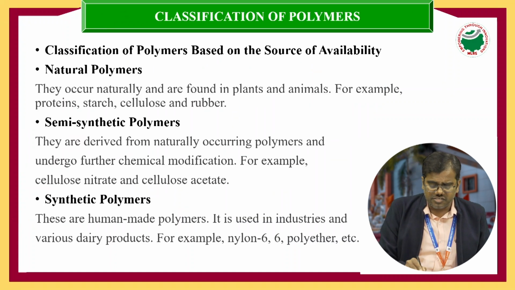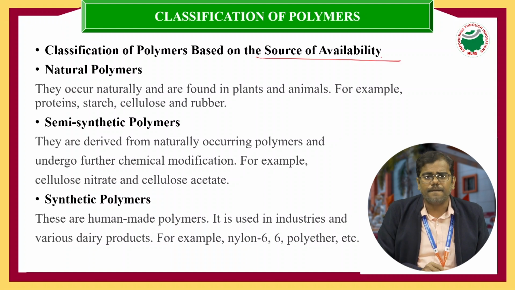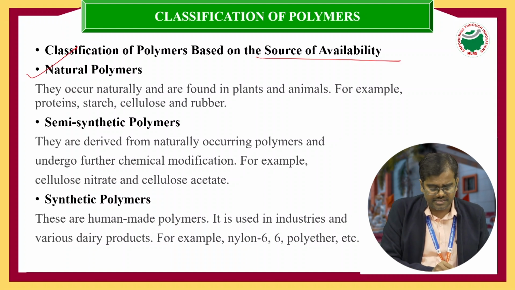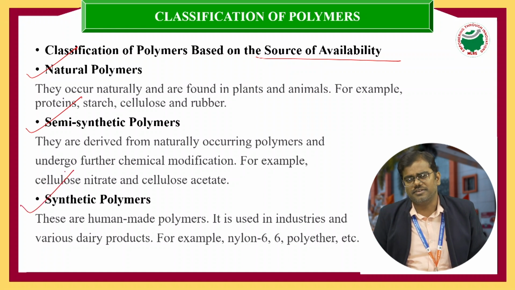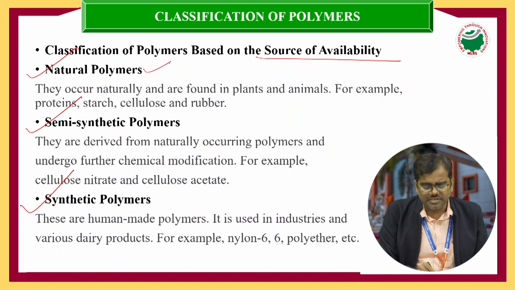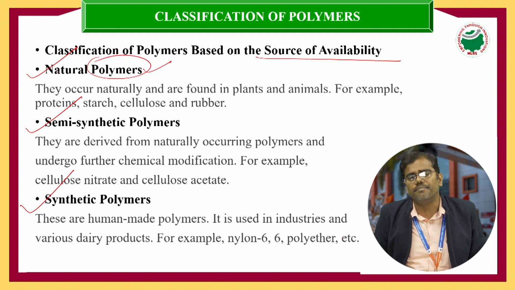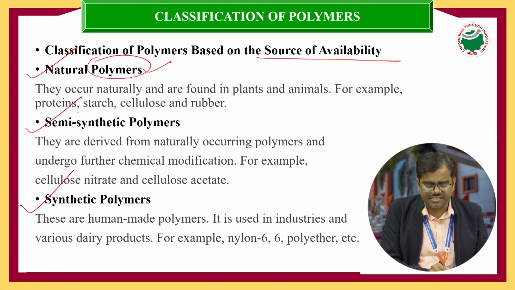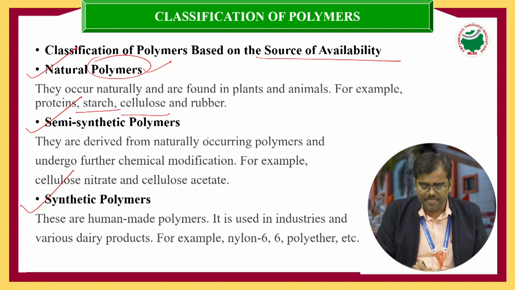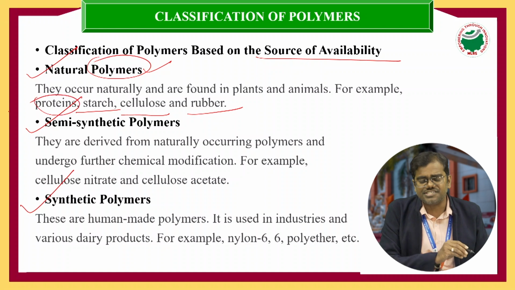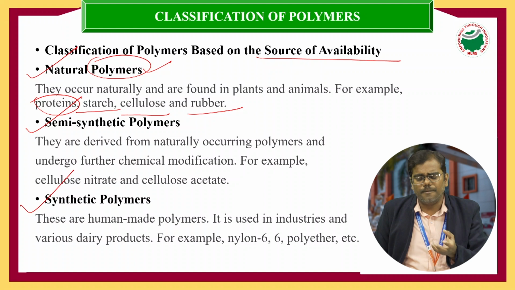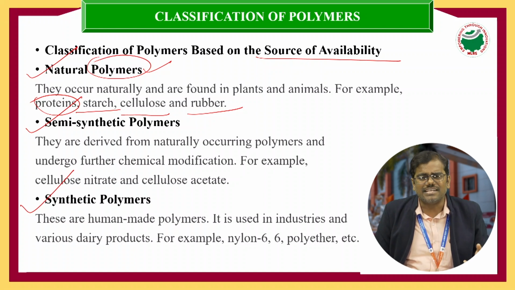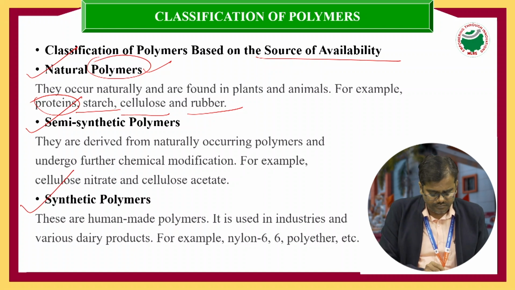Classification of polymers based on the source of availability: natural polymers, semi-synthetic polymers, and synthetic polymers. Natural polymers are the polymers obtained from nature, like plants and animals. The best examples are starch, cellulose, rubbers, and proteins. These are the best examples of polymers which we get from nature, from plants and animals.